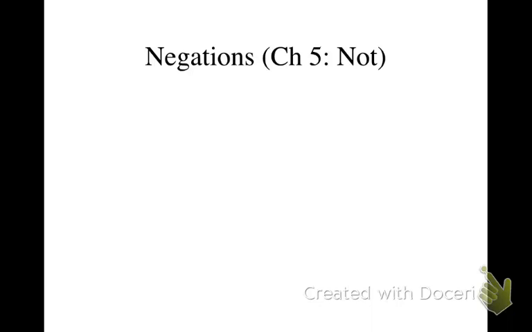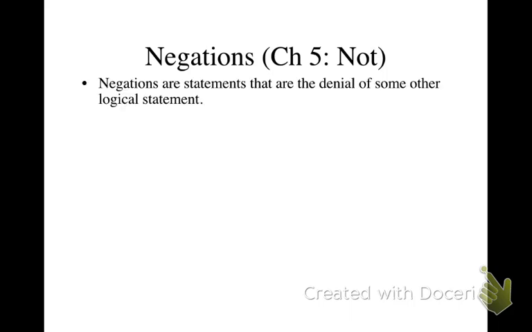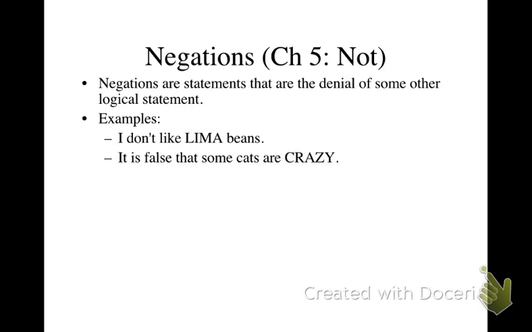This video will explain the basic translations for negations. Negations are statements that are the denial of some other logical statement. For example, "I don't like lima beans" is the denial of the statement "I like lima beans." Some other examples of negations are "It is false that some cats are crazy" and "Susan doesn't want to go to the fair."